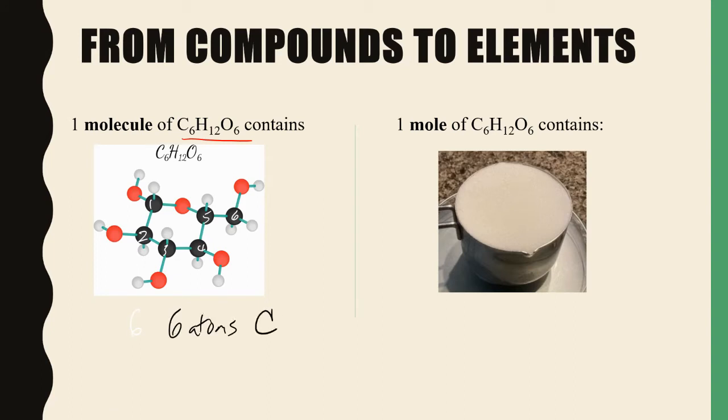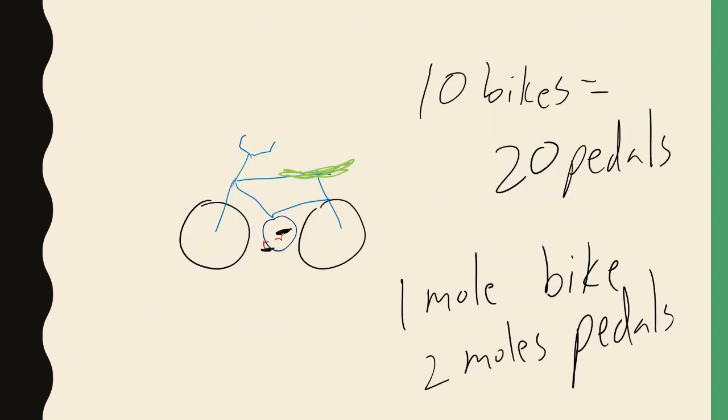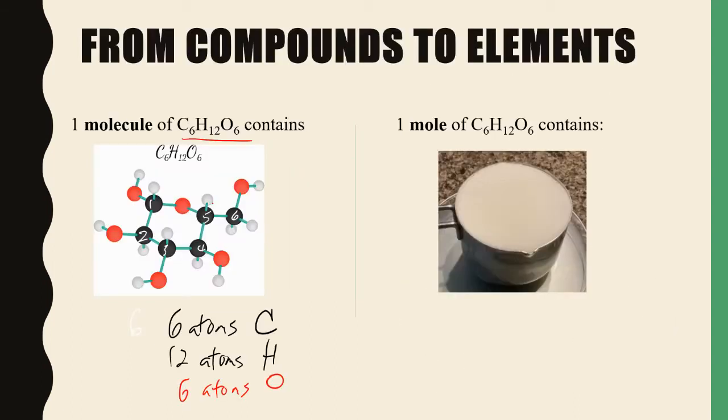And for every molecule of sugar, we have 12 hydrogens. So there's 12 atoms of hydrogen for every 1 molecule of sugar. And then there's also 6 atoms of oxygen for every 1 molecule of sugar. So just like with the pedals, the fact that every bike has 2 pedals and every molecule has 6 carbons, that's why this is true.